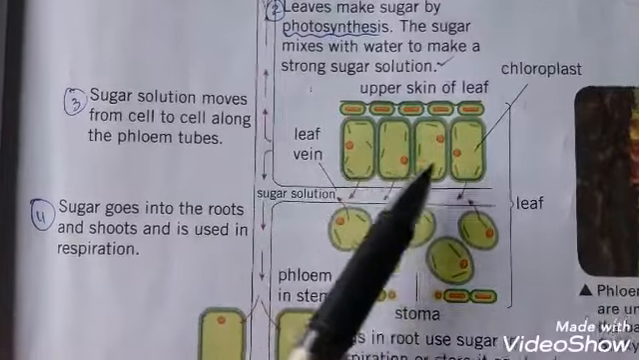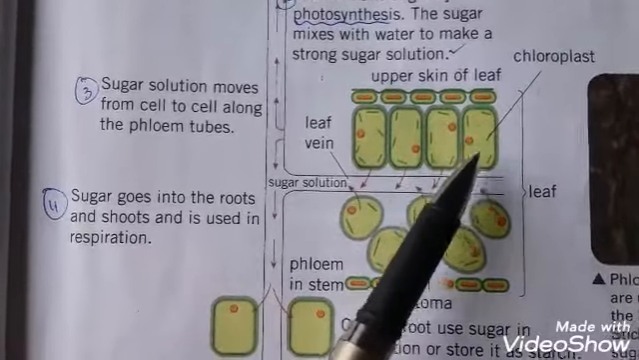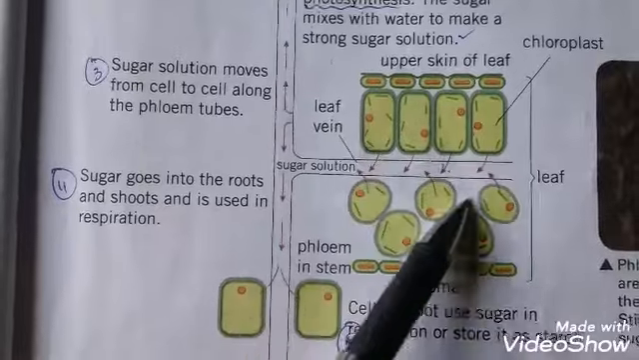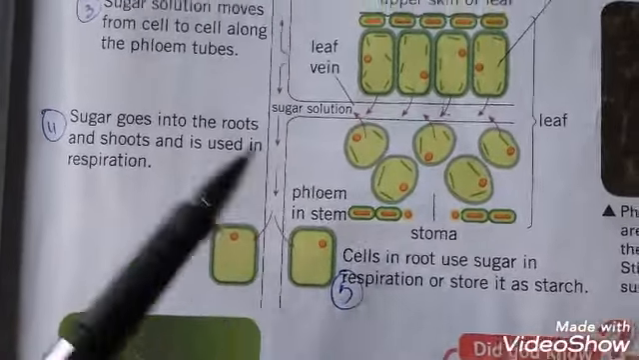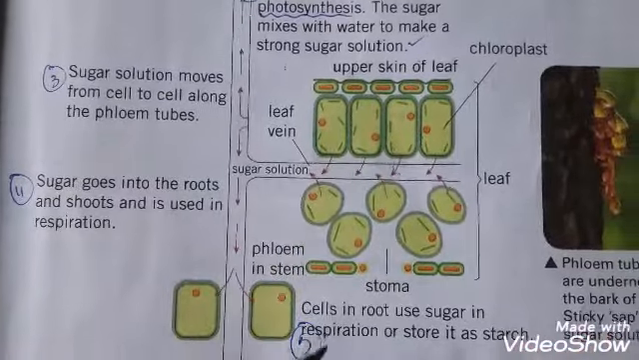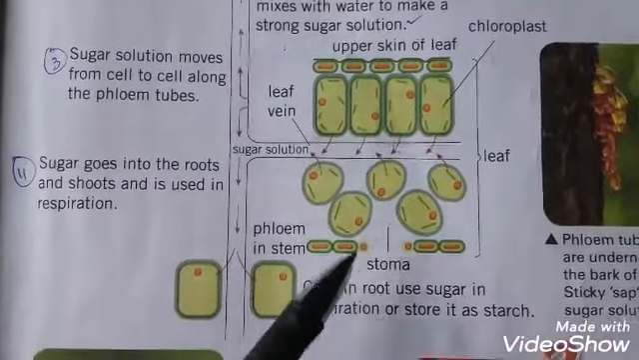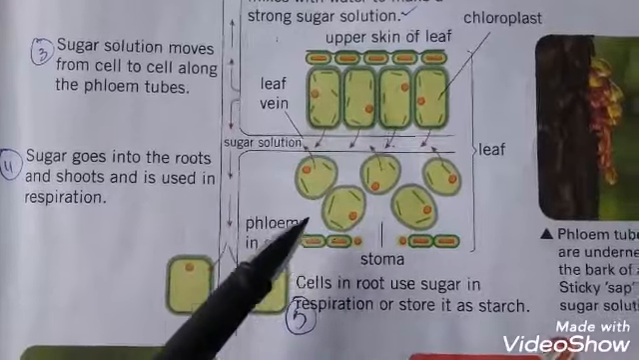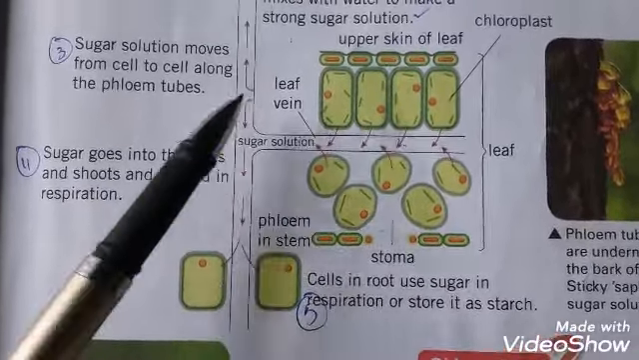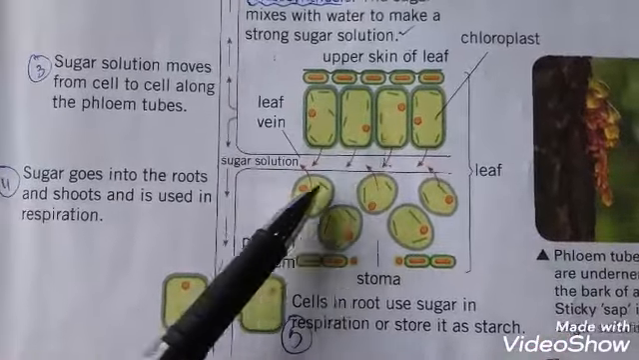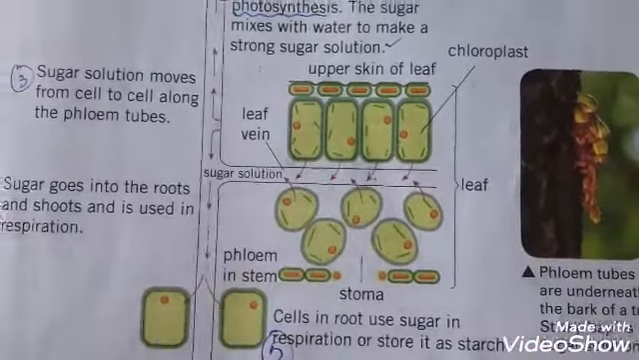Sugar solution moves from cell to cell. You can see that sugar solution moves from cell to cell along the phloem tube, and sugar goes into the roots and is used in respiration. So these are the stomata from where gaseous exchange happens, and the phloem is present in the stem. Cells in roots use sugar in respiration and store it as starch.